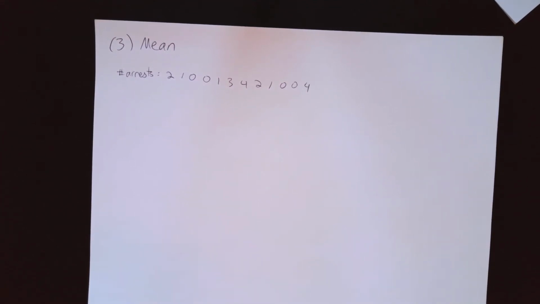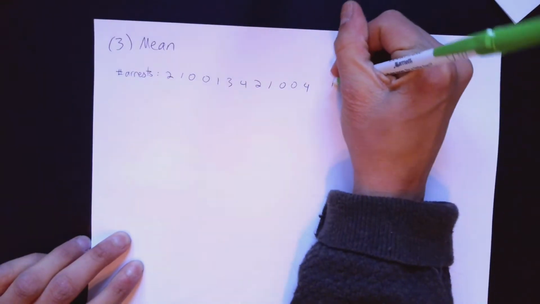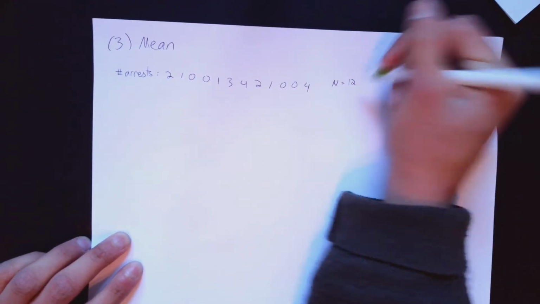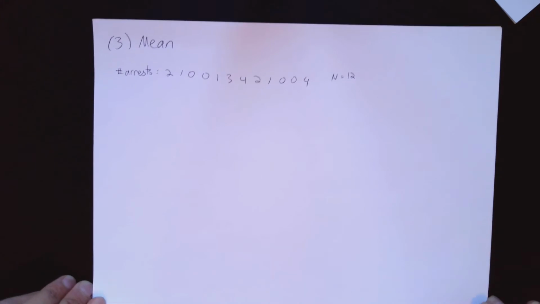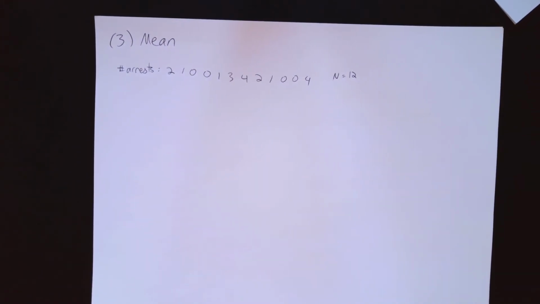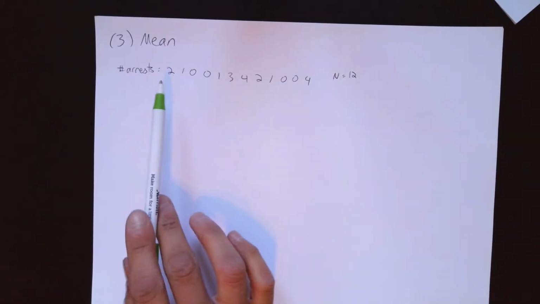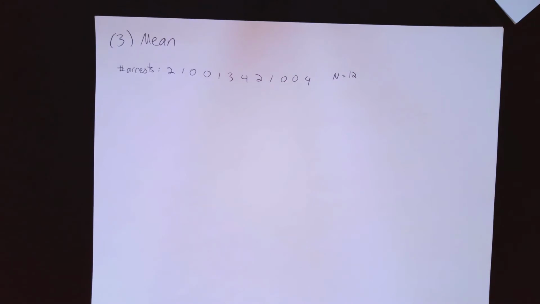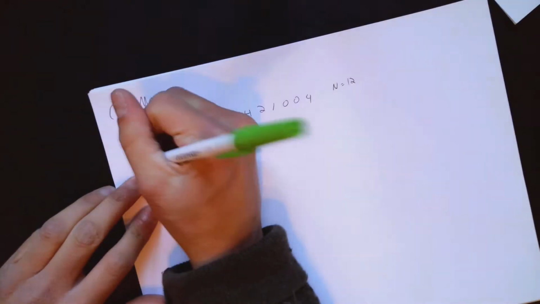Right, so what I have here to demonstrate the mean is this same set of 12 people and the number of times they have been arrested. So in our sample of 12 people, again, each of them has been arrested some number of times, and that's what's listed out here. To find the mean, we're going to use the mean formula. The mean formula looks like this.